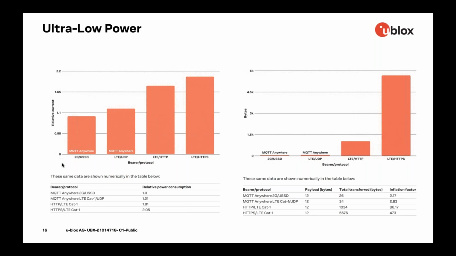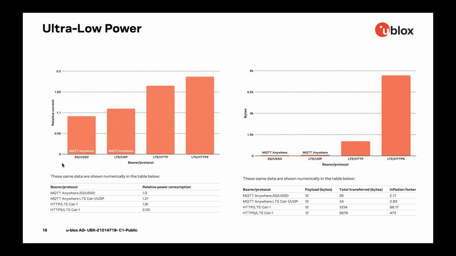So here we did a test looking at sending just a simple hello world 12-byte payload using a couple of different options. First of all, using a 2G modem, where the MQTT Anywhere solution has a USSD data bearer. This is data that's going over the signaling layer of the network. We also did the same test with LTE Cat 1. So this is full LTE using our UDP bearer, and then comparing that with LTE on HTTP, and then finally the secured version of HTTP. And we see that the relative power consumption with MQTT Anywhere is significantly lower, and with HTTPS being just over double what it would be to send that data using SN on the 2G network.